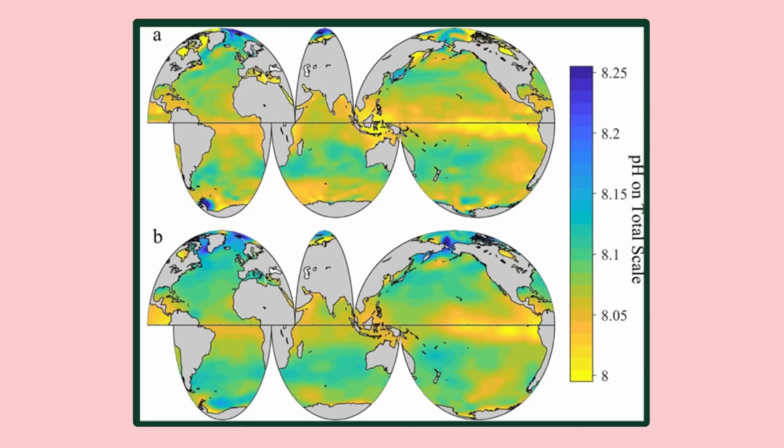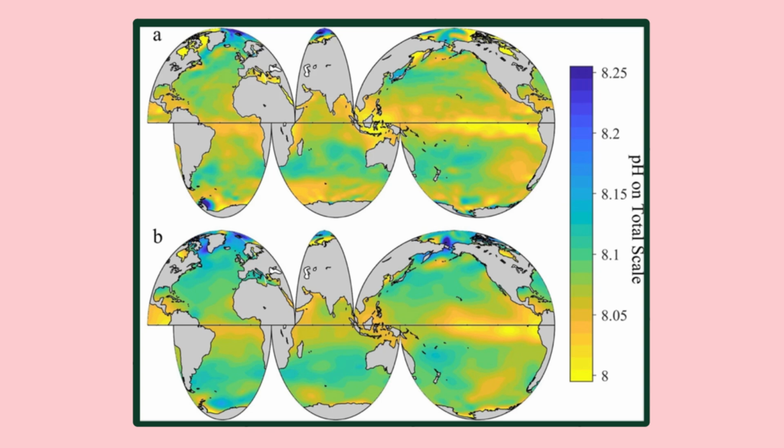Let's fast forward to today. Since the Industrial Revolution, atmospheric carbon dioxide levels have increased by 40%, and ocean pH has dropped from about 8.2 to 8.1, which is roughly a 25% increase in acidity. Keep in mind that the pH scale is logarithmic. It should also be kept in mind that pH varies by geographical location and by ocean depth.